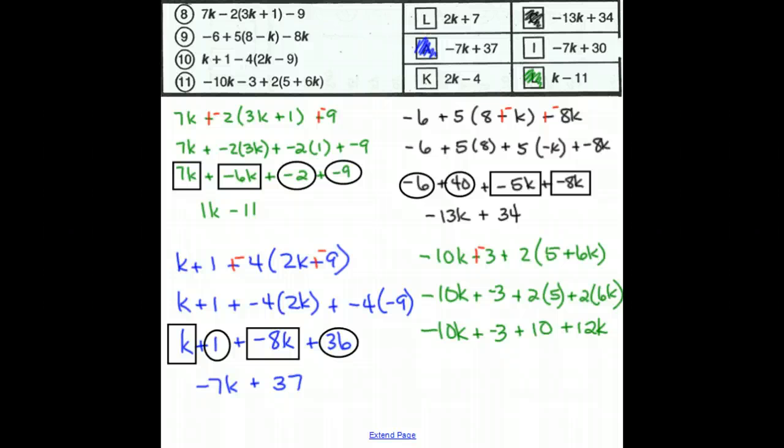You should be looking to identify your like terms to see if they can be combined. Negative 10k, positive 12k, negative 3, positive 10. My answer should be a positive 2k plus a positive 7. Come up here, and that is answer L.